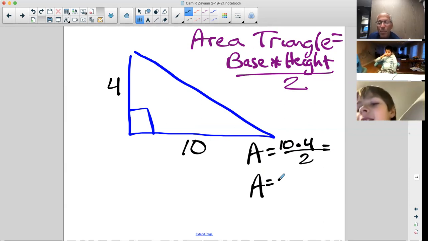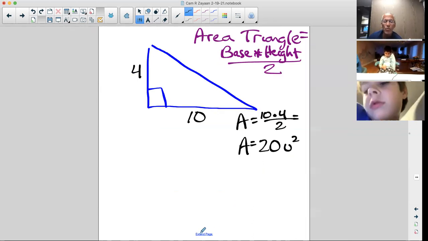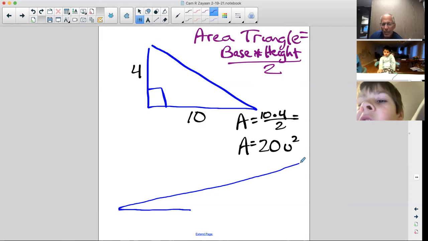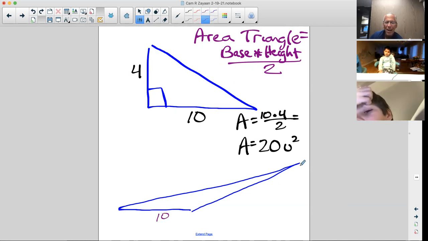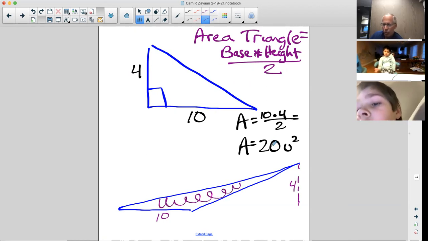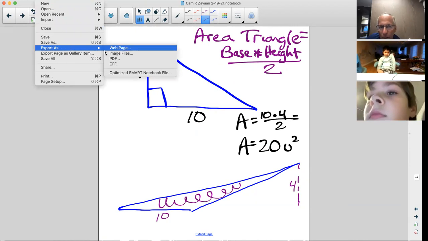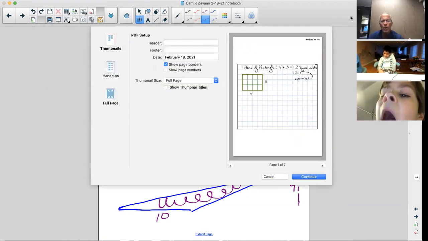20 what? 20 licorice bars? 20 square units. That's what you're going to do this week, and next week, you're going to show me what you do. Now remember, if this guy is 10 and the height is 4, this is also going to be 20 square units. So I want you guys to have a lot of fun with this. Area of rectangles and triangles, some of my favorite parts of mathematics. And I hope you enjoy it too.